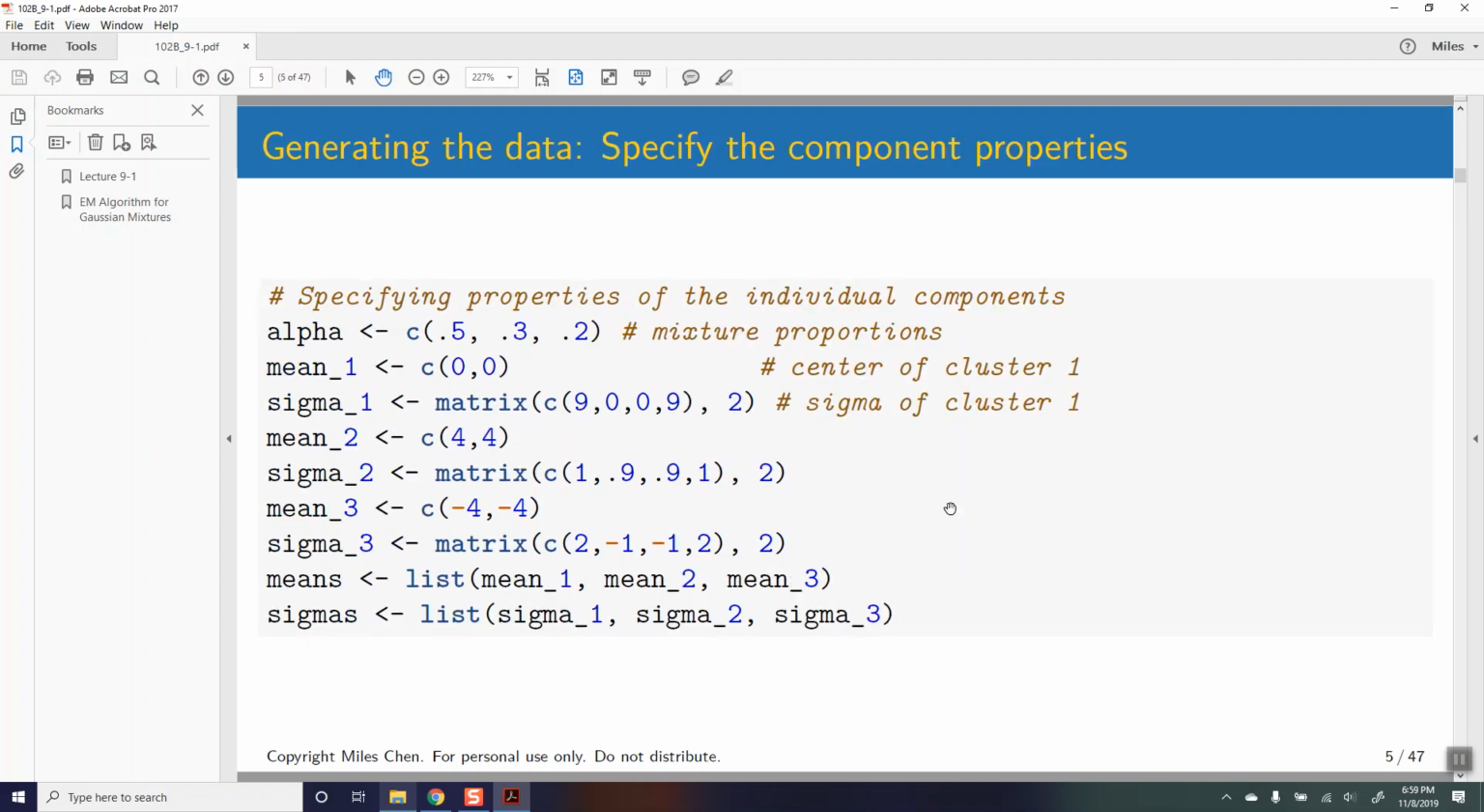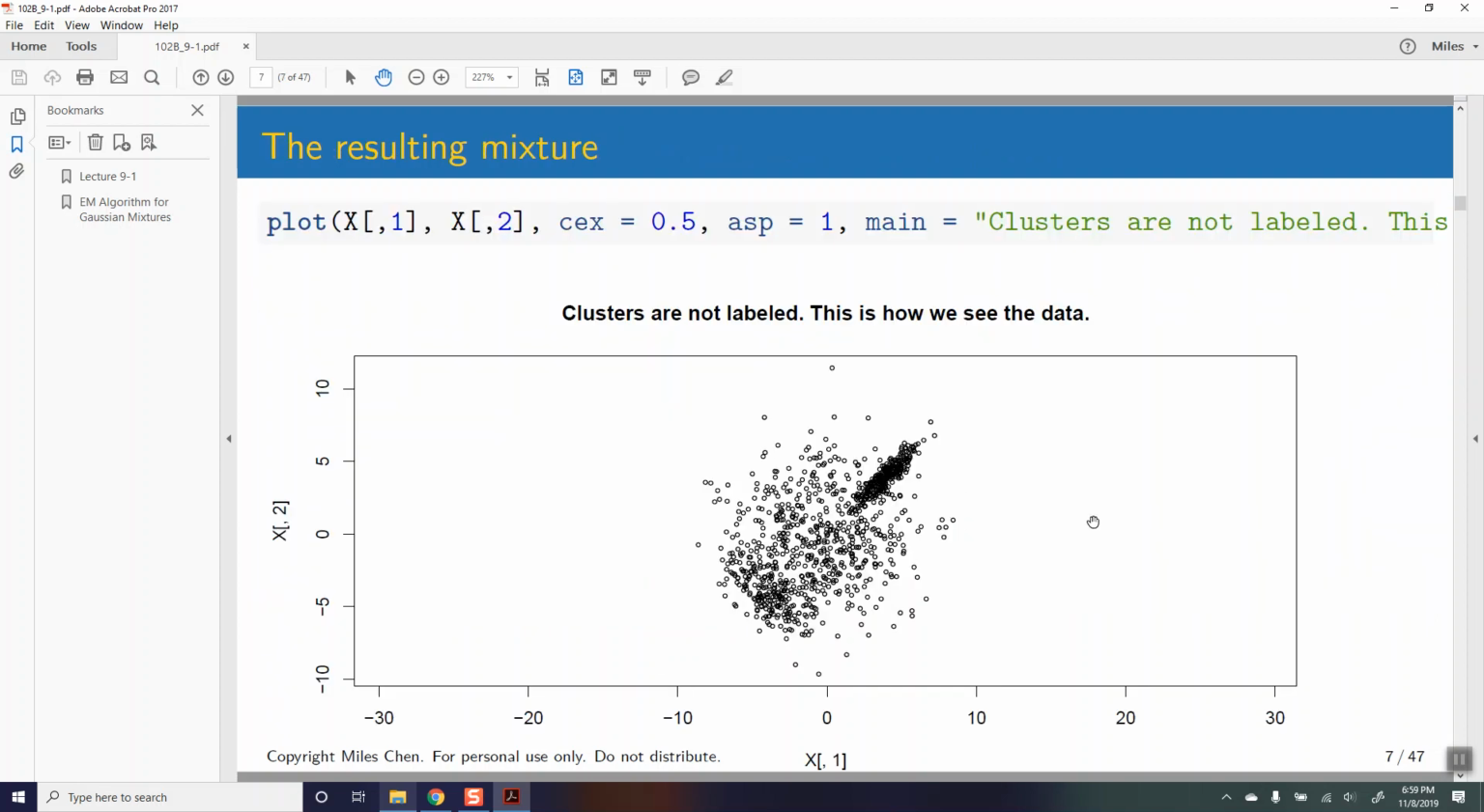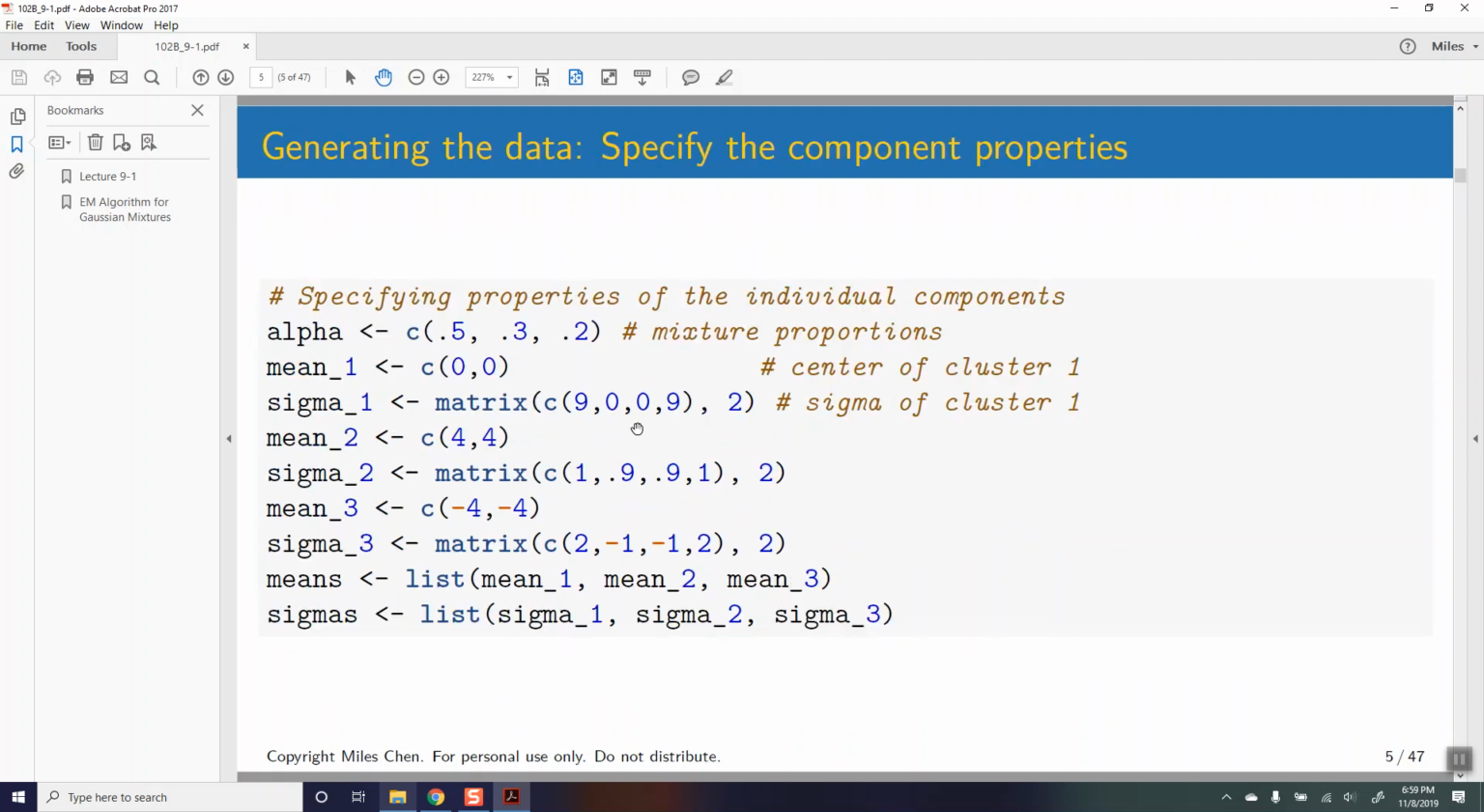Okay, so this is some silly example data where I have mixed 3 Gaussian distributions together. One is centered at 0, 0, one is centered at 4, 4, and the other one is centered at -4, -4. The one centered at 0, 0 will make up 50% of my values. The one centered at 4, 4 makes up 30% of my values, and the one centered at -4, -4 will make up 20% of my values.